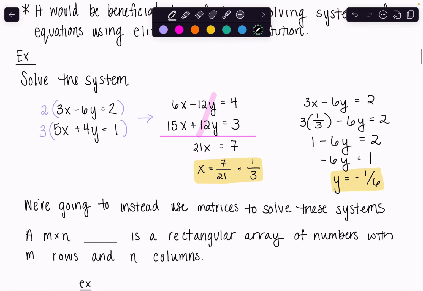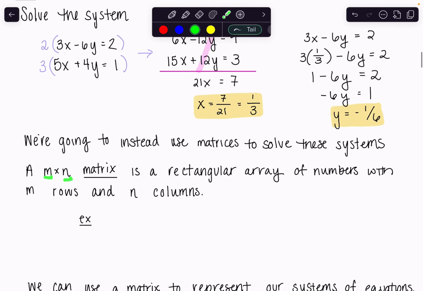So an M by N matrix is a rectangular array of numbers with M rows and N columns. So the first number is always indicating how many rows there are. The second number is indicating the number of columns. To give you an example of this, say we look at a 2 by 3 matrix. That means there's 2 rows and 3 columns.